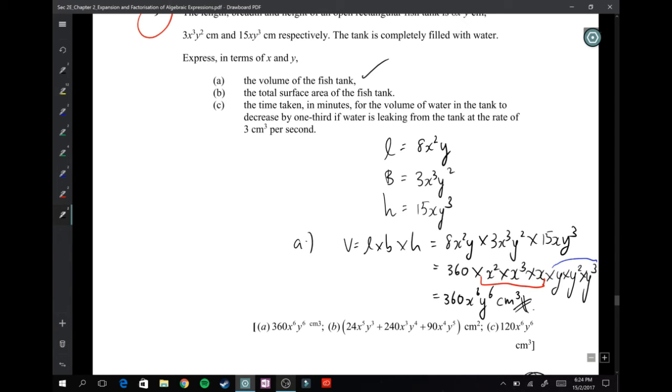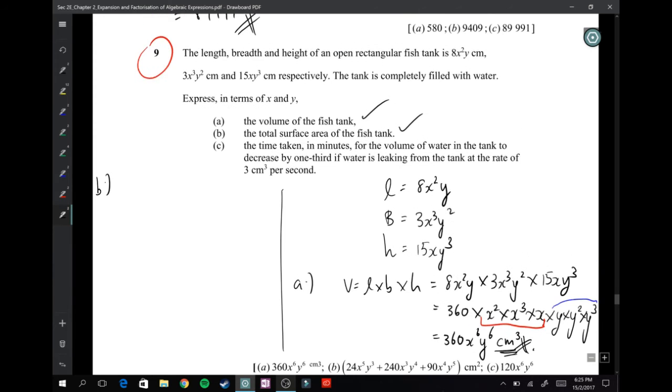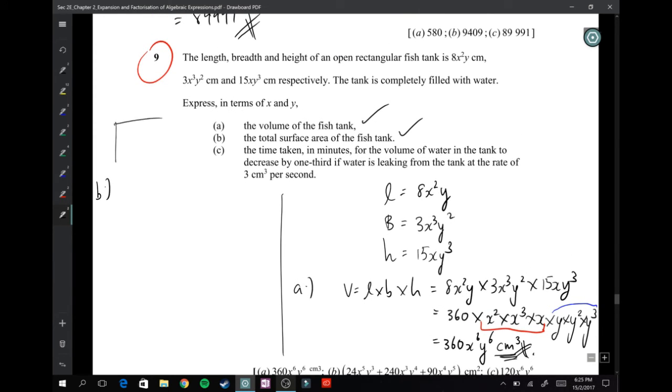Remember to write your units. This is cm cubed. Okay, I'll do part b over here. Now b asks for the total surface area of the fish tank. So for the fish tank, you have your length, your breadth, and your height here. So total surface area, remember last year?